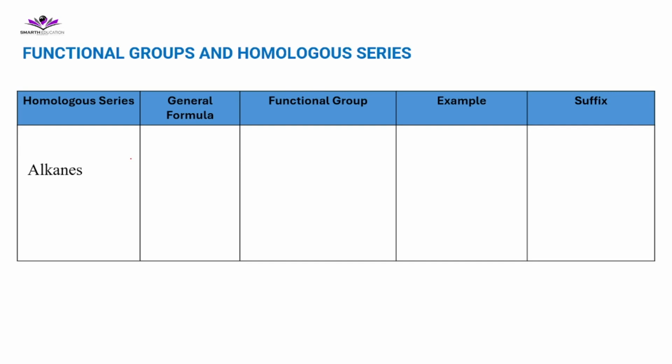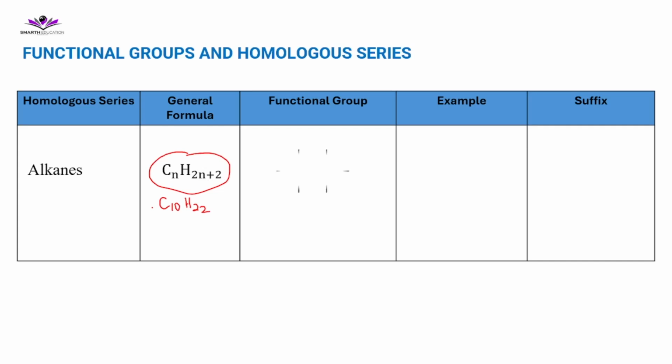The first one that we have is the alkanes. Alkanes have the general formula CnH2n+2. Let's say this is an alkane with 10 carbon atoms, then how many hydrogen atoms will it have? It will be 2 times 10, which is 20, plus 2, which is 22. It's going to be C10H22 like this. So this is the general formula for alkanes.